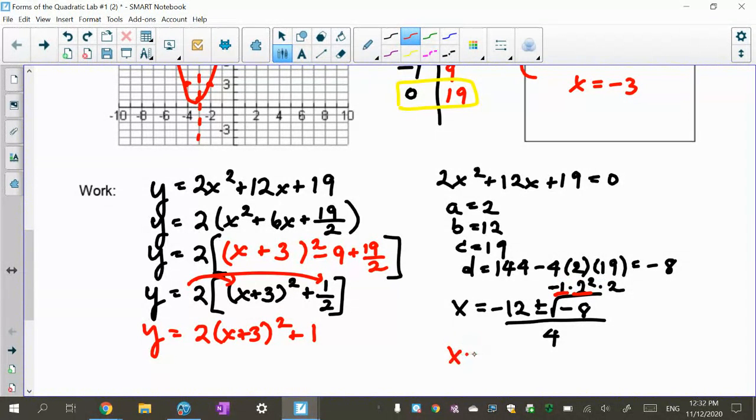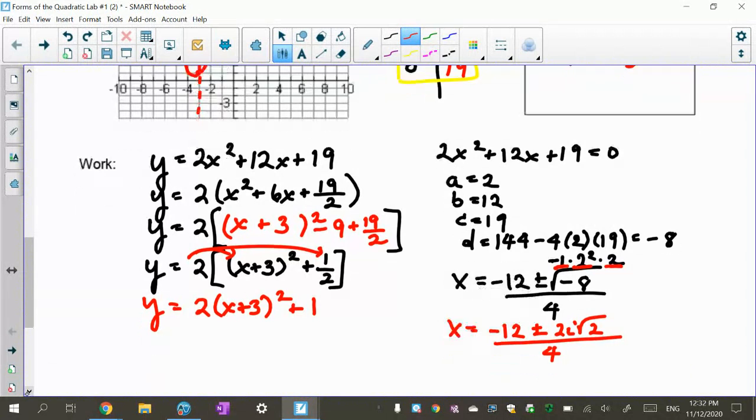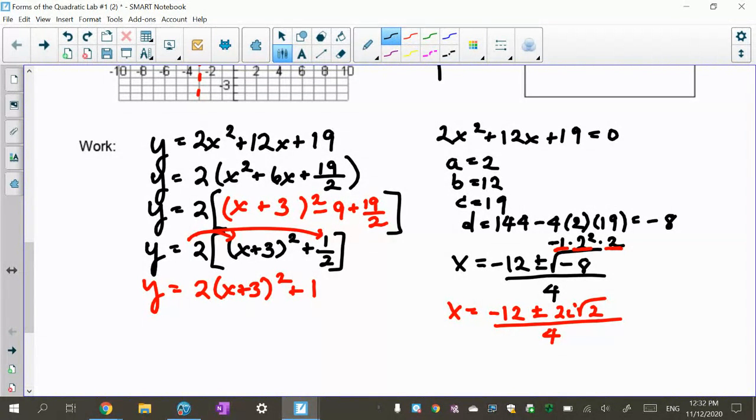So I have x equals negative 12 plus or minus 2i radical 2. So the 2 squared can come out as a 2. This can come out as an i. That 2 has to stay underneath the radical all over 4. And then I come down here and say, oh, I can simplify even more because 2 goes into all of these. 2 goes in there once, 2 goes in there twice, 2 goes in there 6 times. So x equals negative 6 plus or minus i radical 2 all over 2. And those are my roots.